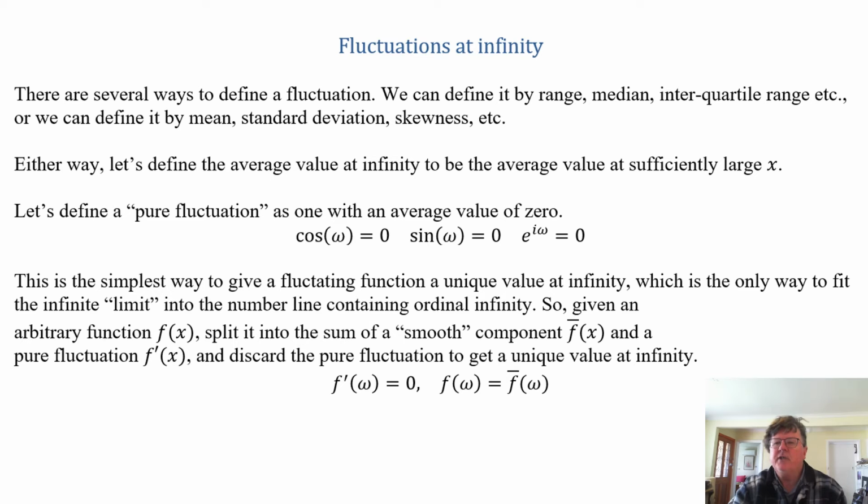There are several ways to define a fluctuation. Thinking of statistics here, we can define it by the range of fluctuation, the median value, the interquartile range, etc. Or we can define it by the mean, standard deviation, skewness, etc. Either way, let's define the average value at infinity to be the average value at sufficiently large x.